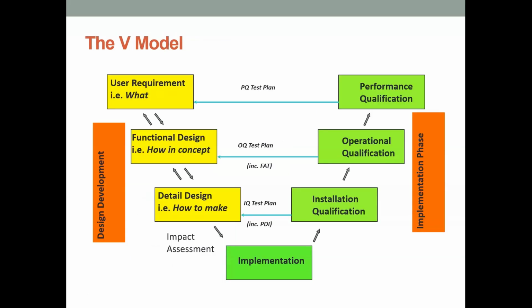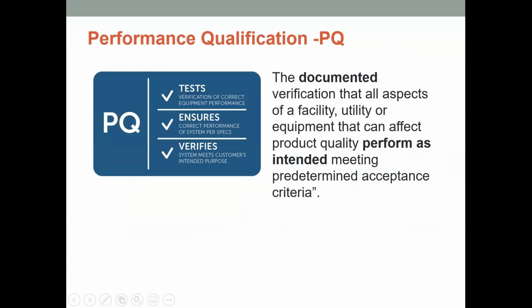So when we look at the V model, we're back to the end of the V model up here, looking at our performance qualification. So performance qualification is testing what our user requirement specification outlined at the very beginning of our process. PQ tests and verifies the correct equipment performance. It ensures correct performance of the system as per the specs, and it verifies that the system meets customers' intended purpose.